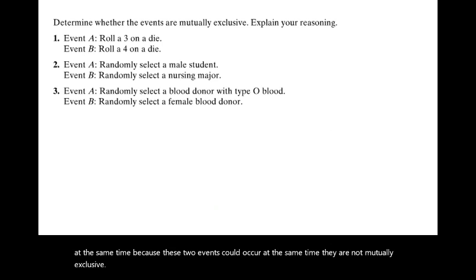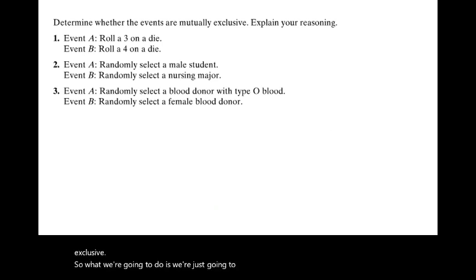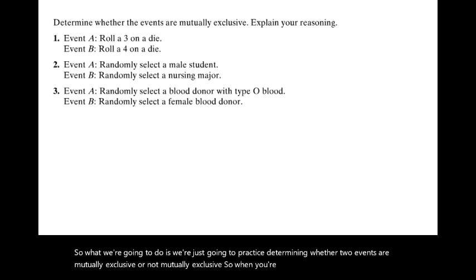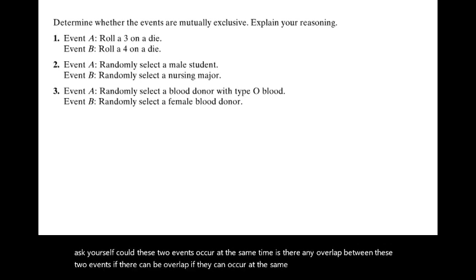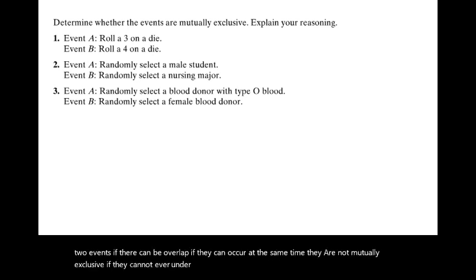So what we're going to do is practice determining whether two events are mutually exclusive or not mutually exclusive. When you're determining this, you should always ask yourself, could these two events occur at the same time? Is there any overlap between these two events? If there can be overlap, if they can occur at the same time, they are not mutually exclusive. If they cannot ever, under any circumstances, occur at the same time, they are mutually exclusive.